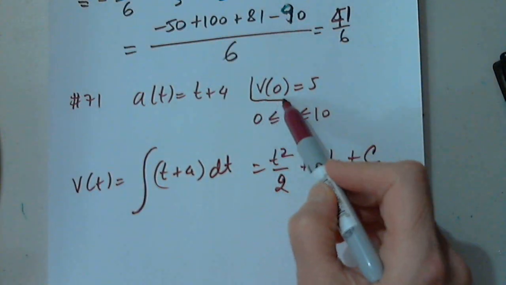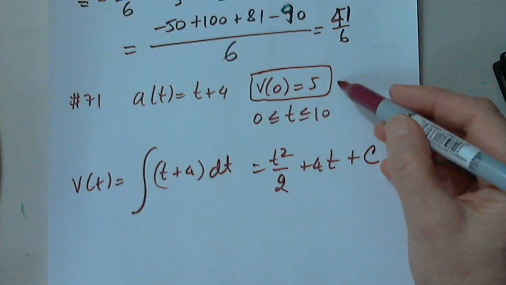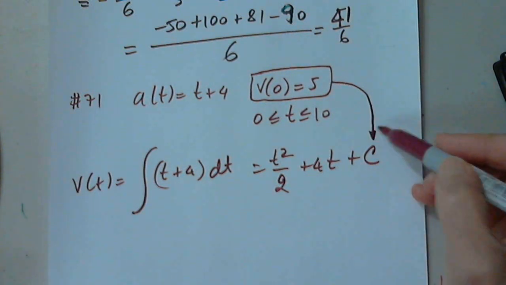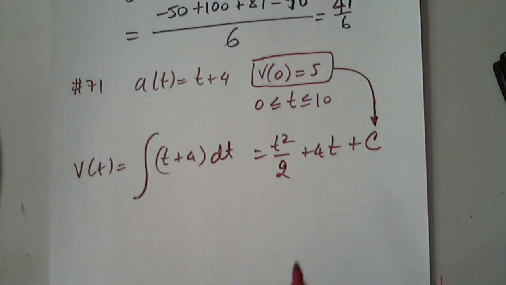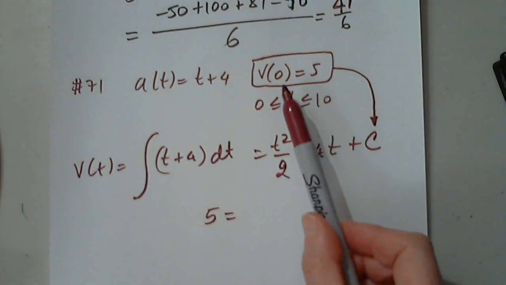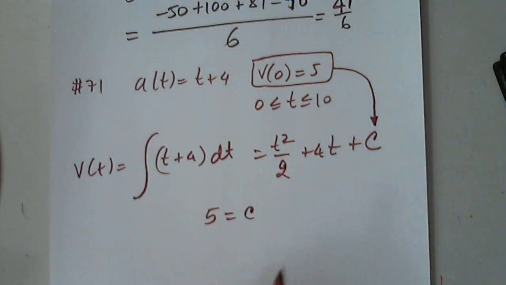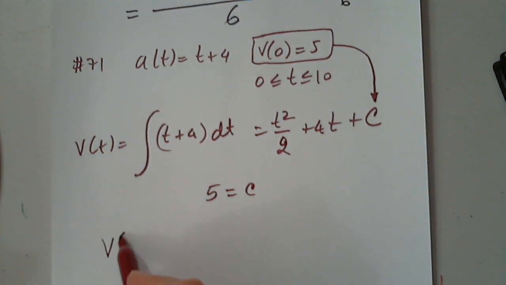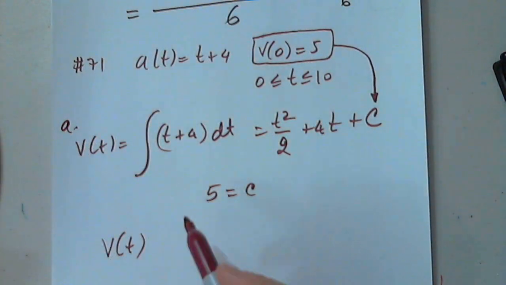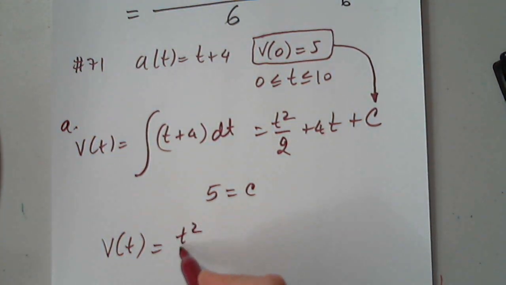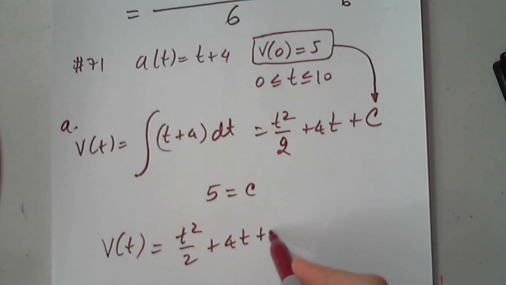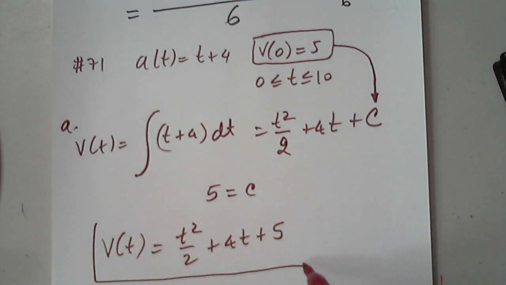But we are given this condition. This initial condition will take care of c, because they are telling us that 5 equals, when I plug in 0. Okay, so then c must be 5. So we found the velocity function in part A as t squared over 2 plus 4t plus 5. And this is done.